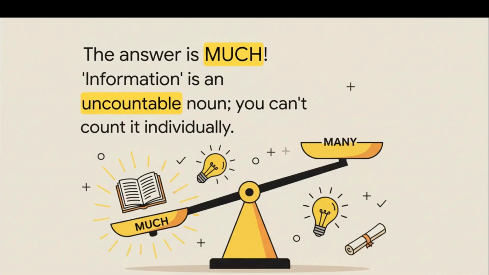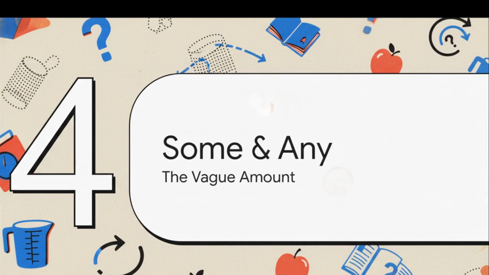Of course it is. You can't have 1 information, 2 informations. So it's uncountable, which means we have to use much. See? You're already getting this. You're a natural. All right, let's keep the momentum going.